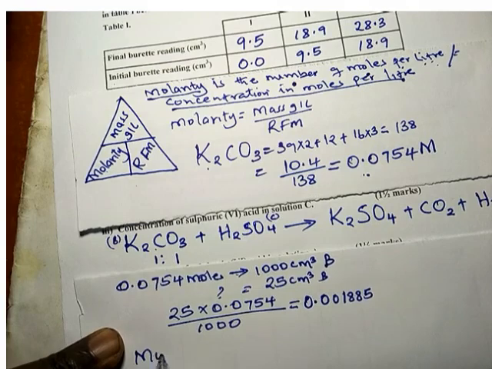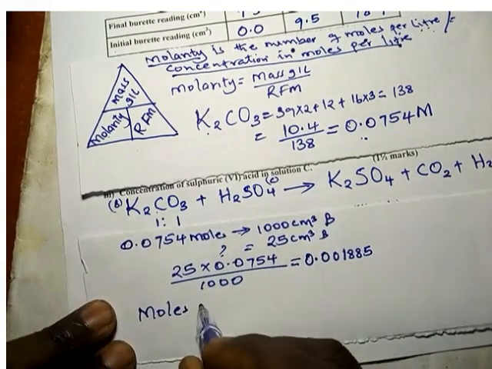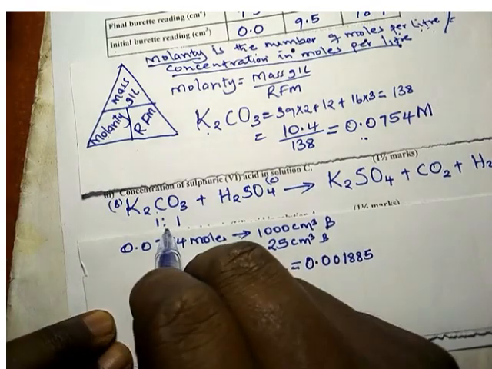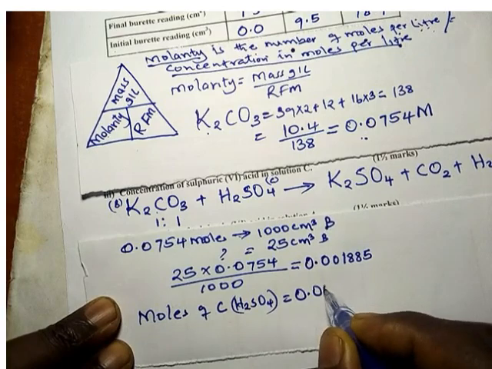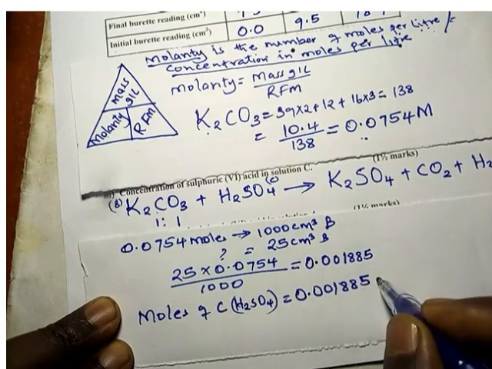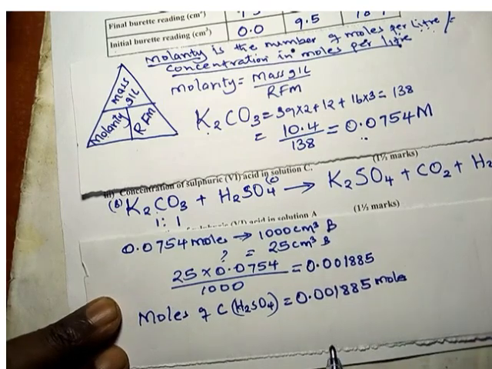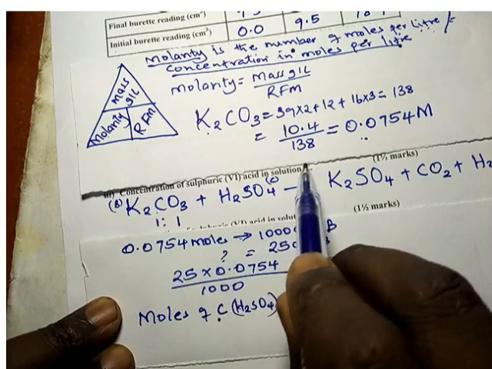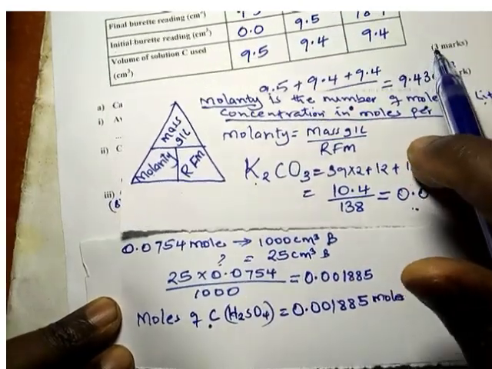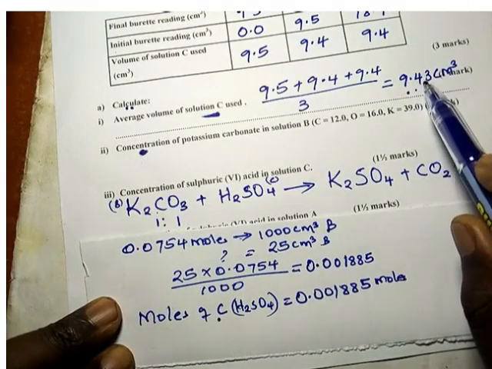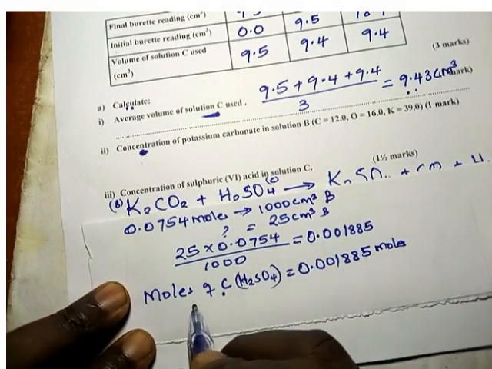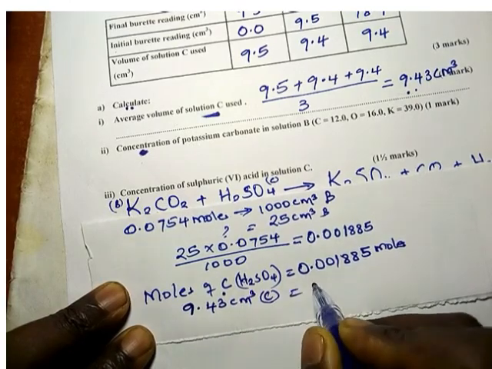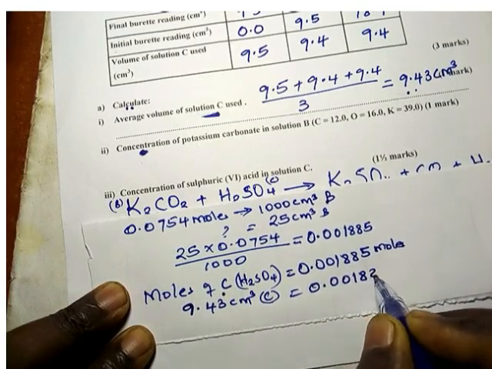So the moles of C, which is sulfuric acid, will be equal to this because the ratio is 1:1. So it will be 0.001885 moles. Very important. Now, the next thing we know is that the volume of C that reacted with the B is 9.43. So we say that 9.43 centimeters cubed of solution C contains 0.001885 moles.